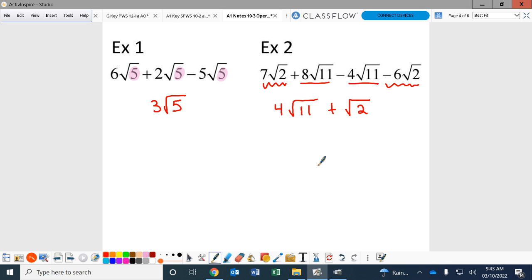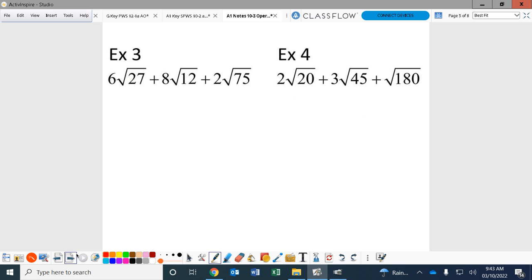Okay, let's keep going. For the next ones, guys, look at these. Do any of them have the same roots? Does that mean that this is done? Because what's wrong with the 27? It's not simplified all the way out. You haven't taken out the radicals that can come out of it.